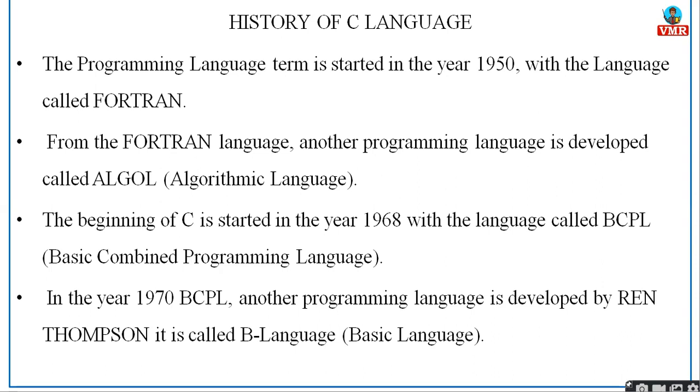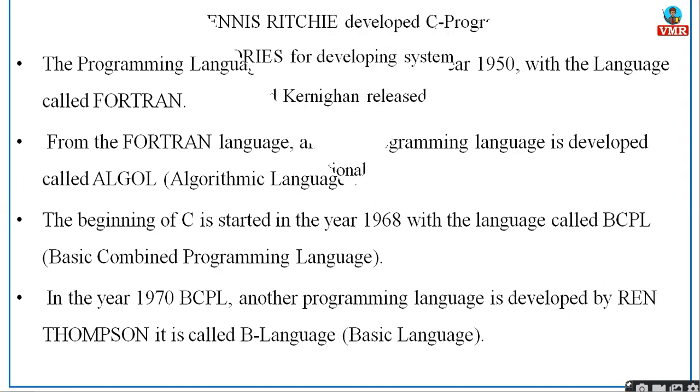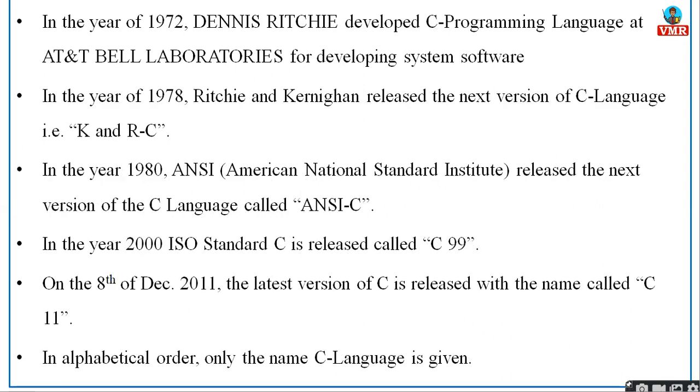And in the year 1970, another programming language was developed from BCPL by Ken Thompson. It is called the B language. And then later, in the year 1972, Dennis Ritchie developed the C programming language at AT&T Bell Labs for developing system software. Then in 1978, Ritchie and Kernighan released the next version of the C language, that is K&R C.